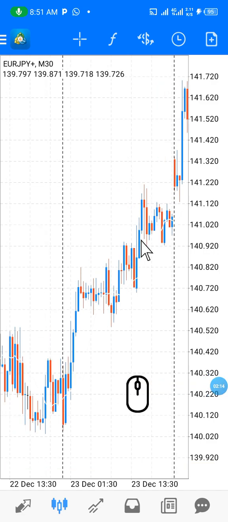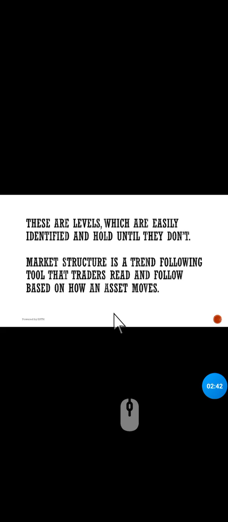We also need to understand that these are levels which are easily identified in the market. So market structure is a trend following tool that traders use or follow based on how an asset moves from bullish moves to bearish moves, in between with ranging moves in the market. We'll be looking at these different market structures. We also said these are levels which are easily identified and hold until they don't.